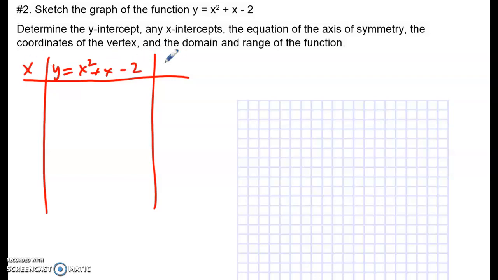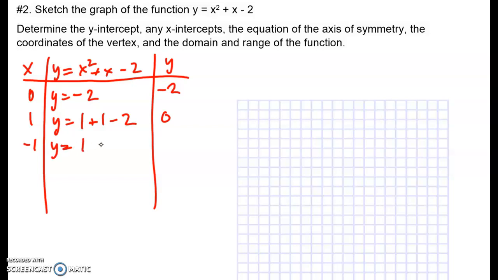We need to find the x coordinate and the y coordinate. We'll start with the easiest one first. So we put a 0 in for x, and we just get y equals -2. Perfect. Let's try 1. So we put a 1 in for x, and we get 1 squared is 1 plus 1 minus 2. So 0. Put a -1 in, we'll get -1 squared will be 1, subtract 1, subtract 2, will be -2.